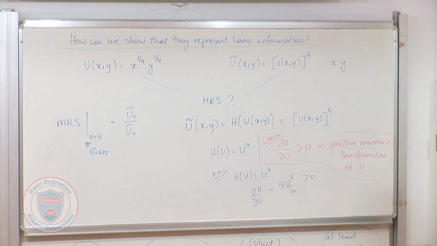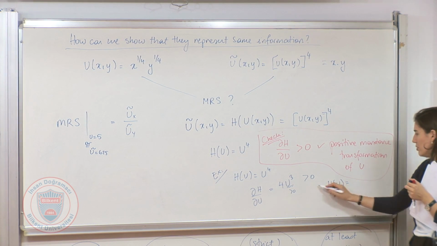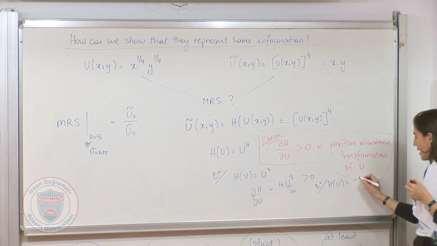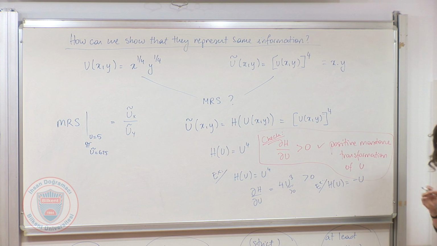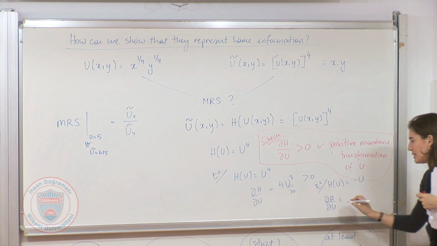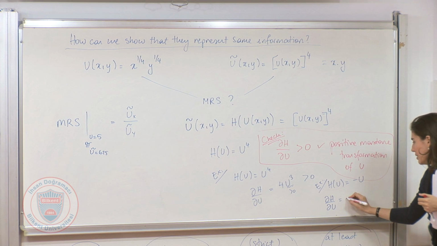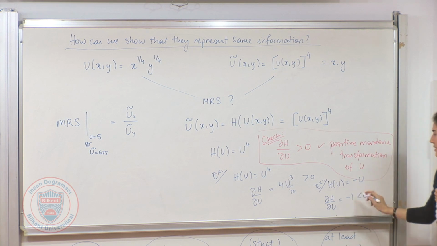Now, remember our other example, suppose h of u is equal to minus u. Is this a positive monotone transformation? No, right? So that is actually del h over del u. What is it? It is minus 1, right? And that is negative, so it's not a positive monotone transformation, therefore it's not going to keep the order, right?